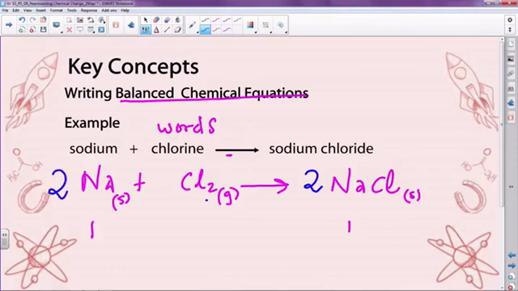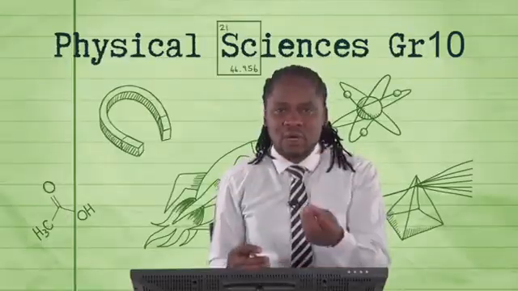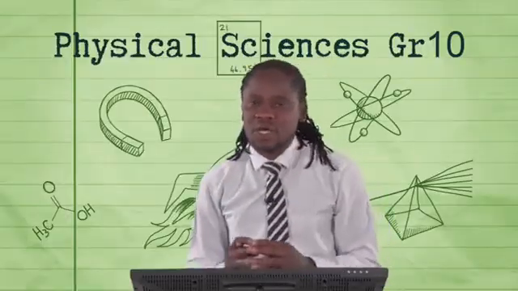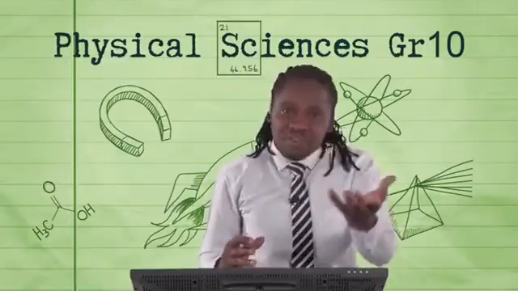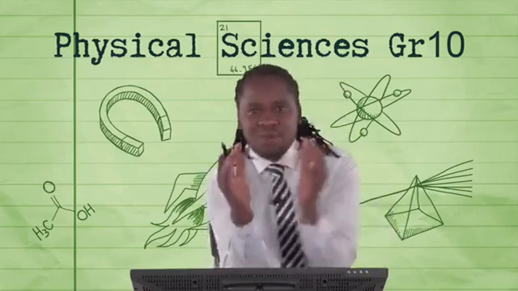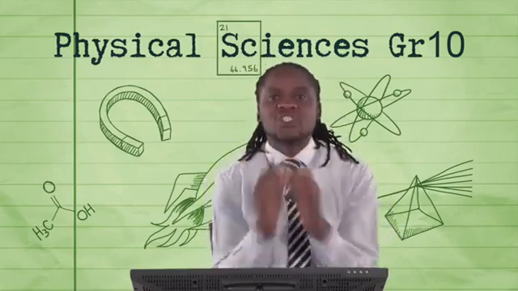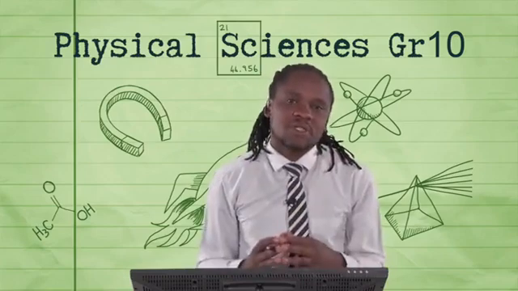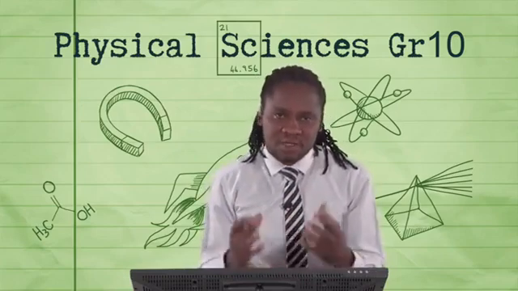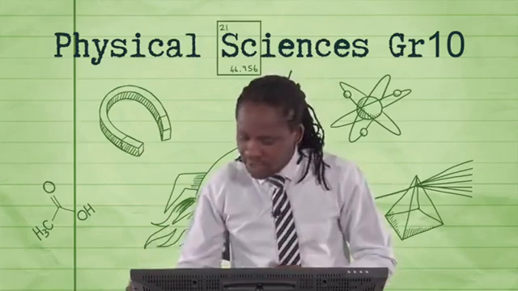So in terms of balancing, it's very important for us to count the individual number of atoms, and then we only change the coefficient, which is the number before the chemical formula, not changing the chemical formula of that particular reactant or product. Very, very important.